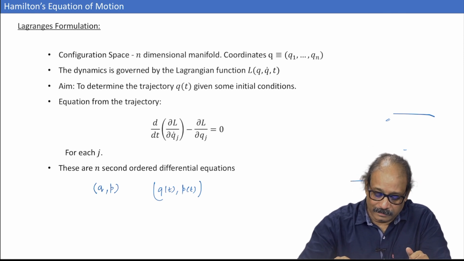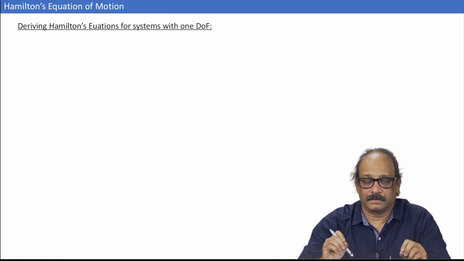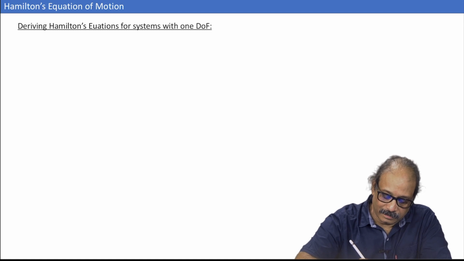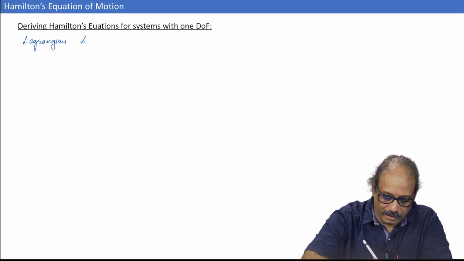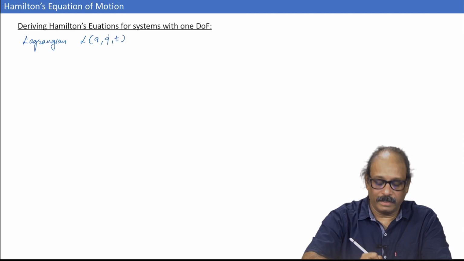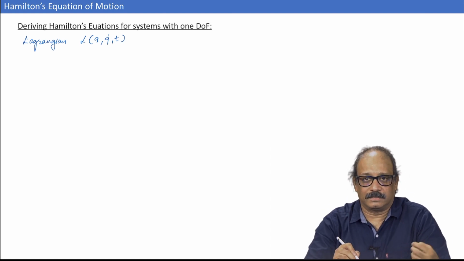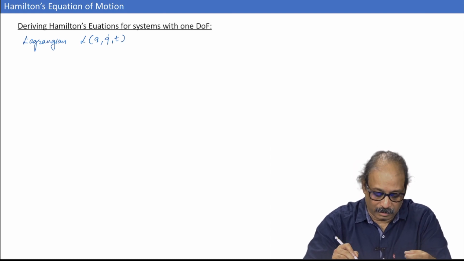Okay. Let us start by first considering a very simple case. Take a system with 1 degree of freedom. Okay. So, here the Lagrangian of the system is given by, remember, there is only 1 degree of freedom in the system. That means there is only one generalized coordinate. I will just denote it by q, and q dot is its corresponding velocity.